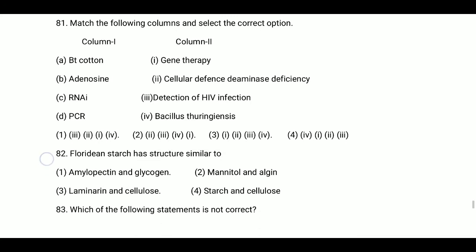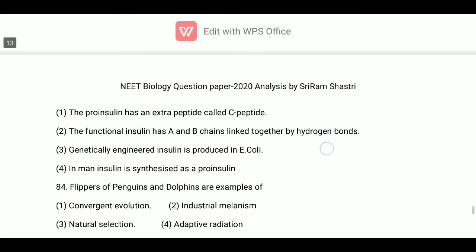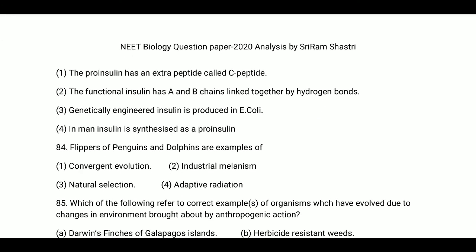Floridian starch has structure similar to amylopectin and glycogen, mannitol and algin, laminarin and cellulose, starch and cellulose. Floridian starch has similar structure to amylopectin and glycogen. Which of the following statements is not correct? The proinsulin has an extra peptide called C-peptide. The functional insulin has A and B chains linked together by hydrogen bonds. Genetically engineered insulin is produced in E. coli. In man, insulin is synthesized as proinsulin. The second one, the functional insulin has A and B chains linked together by hydrogen bonds, is the wrong statement.